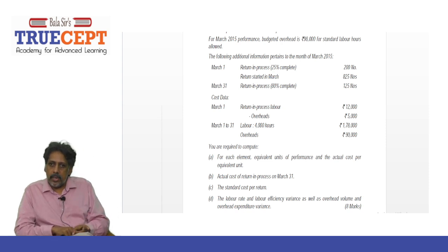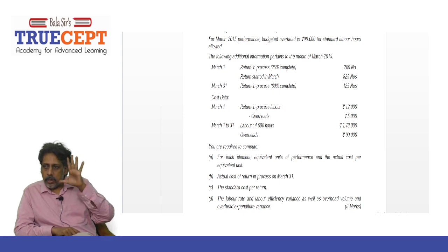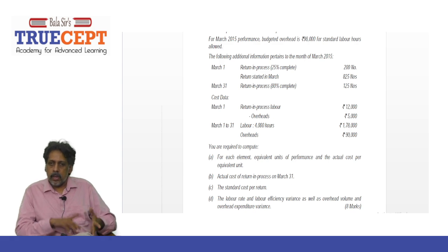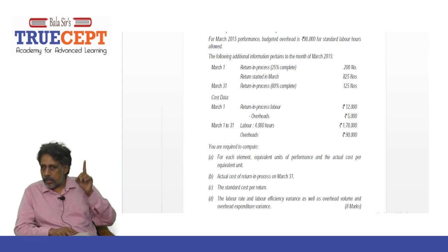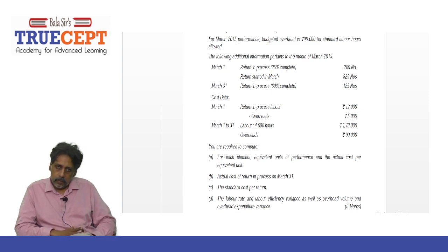The 125 returns are 80% complete. That means what? You are supposed to spend 5 hours on every unit, right? Only 80% means only 4 hours would have been worked, and one more hour to go. That is the meaning. So 125 returns are in process on 31st March. Is that clear? Next is the cost data.